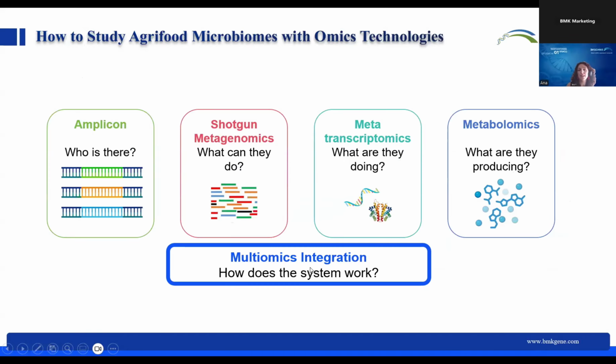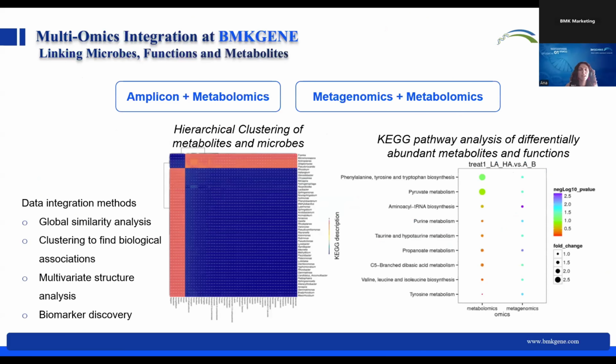And finally, the ideal would be to integrate these different data sets to know how the system works. So at BMKGENE, we have two multi-omics packages that are relevant for this case, which are Amplicon plus metabolomics and metagenomics plus metabolomics. And the analysis that we do here is basically data integration methods that integrate these two data sets. So it has a global similarity analysis to see if the Amplicon and the metabolomics data sets are similar.